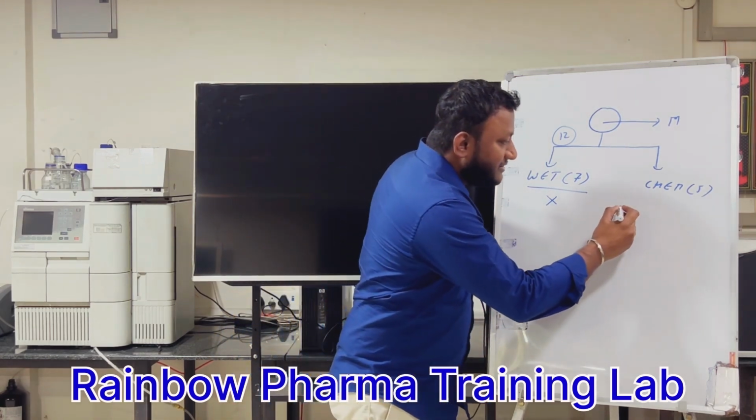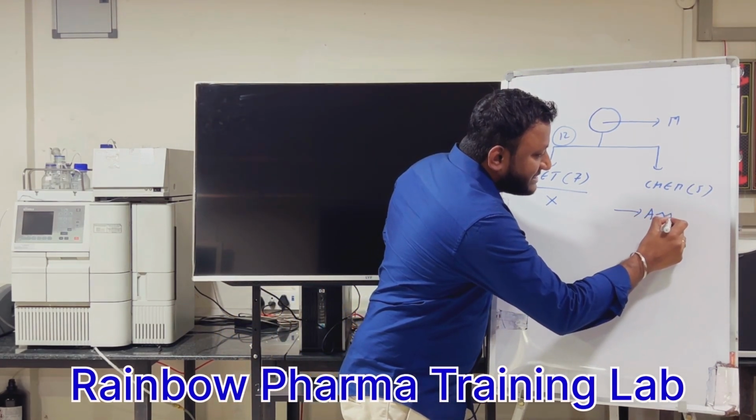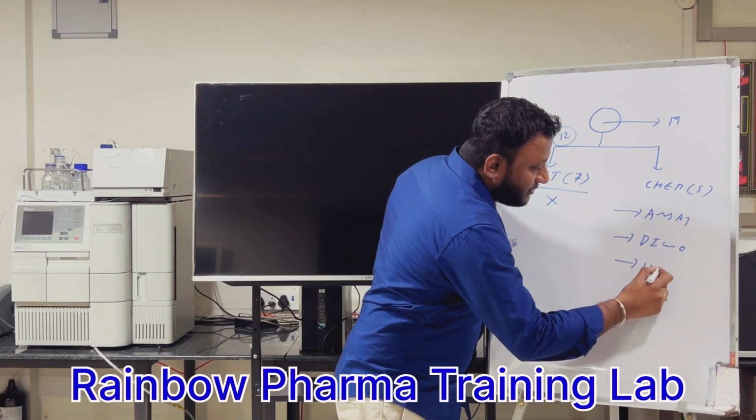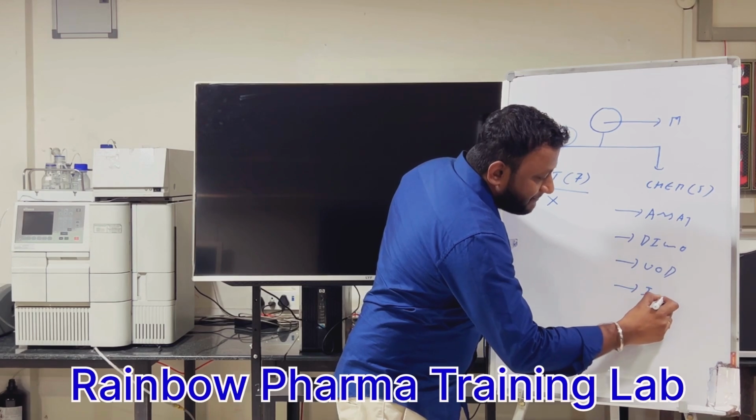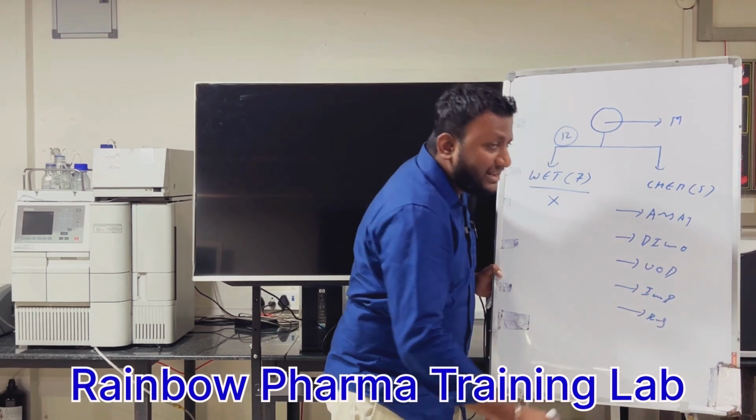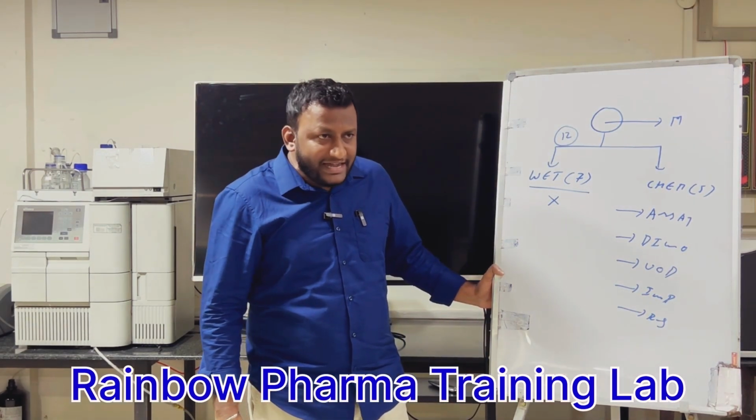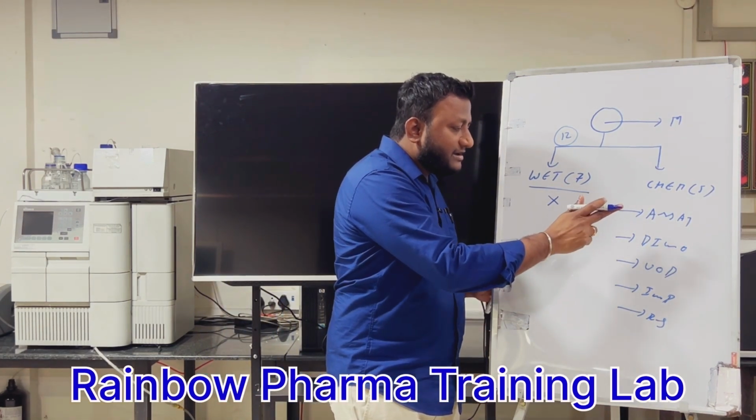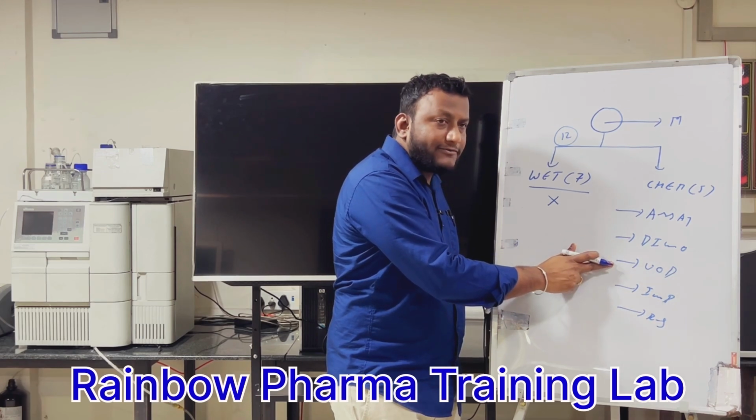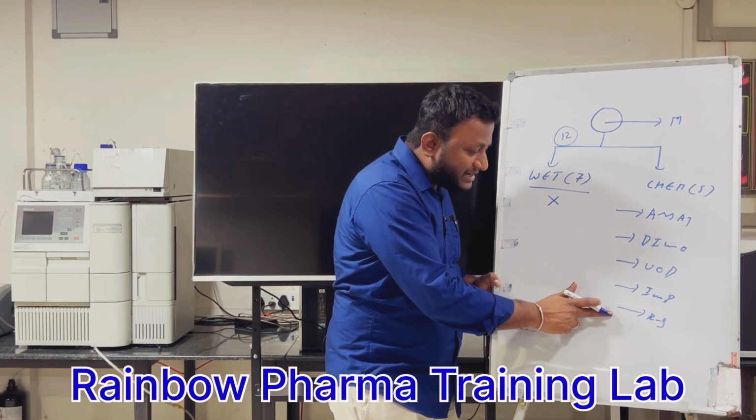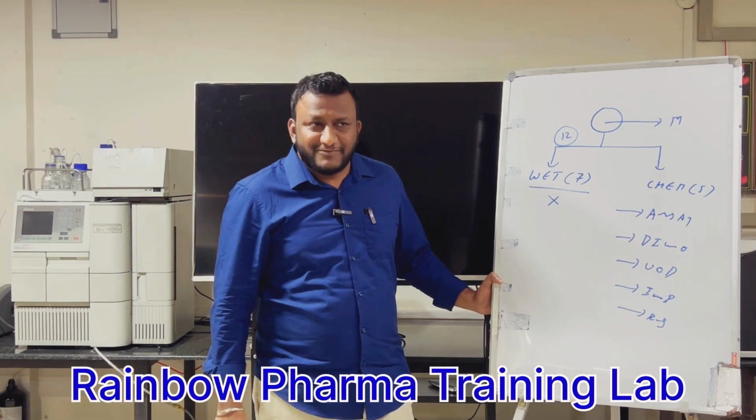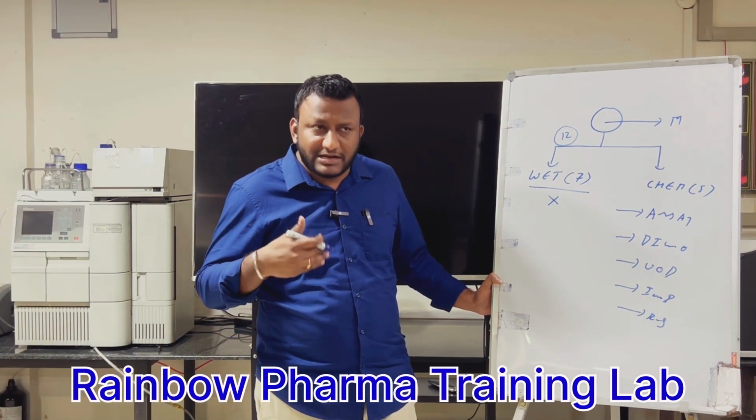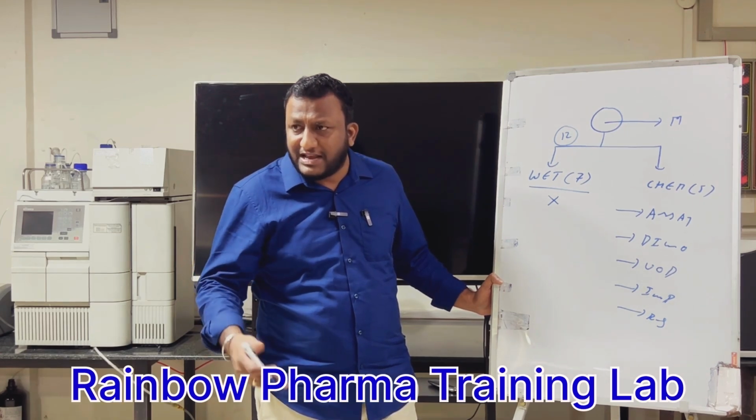So what are those? First one is assay, second one is dissolution, UOD, impurities, residual solvents. So totally you have 5 chemical tests: assay, dissolution test, uniformity of dosage test, impurity test and residual solvents test. First I will explain clearly what is assay, what is dissolution, what is UOD, what is impurity, what is residual solvents.